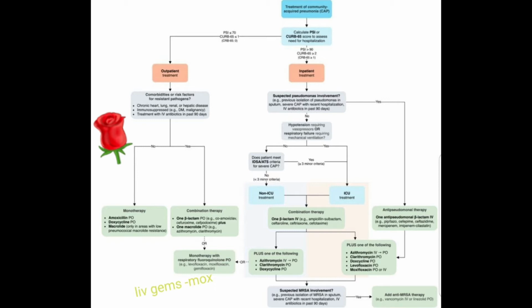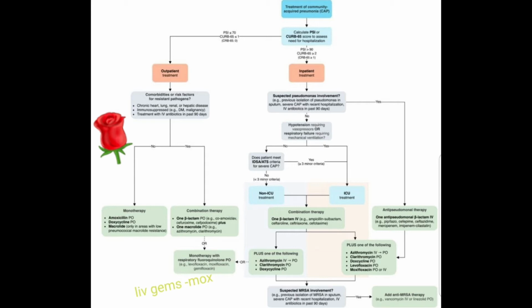And remember, whenever you are giving combination therapy, you have to give a combination of one beta lactam and one macrolide, or we can choose monotherapy with respiratory fluoroquinolones, which are levofloxacin, moxifloxacin, or gemifloxacin. However, remember, to get the mox you have to live like gems. You have to live like gems to get the mox. So levofloxacin, gemifloxacin, and moxifloxacin.